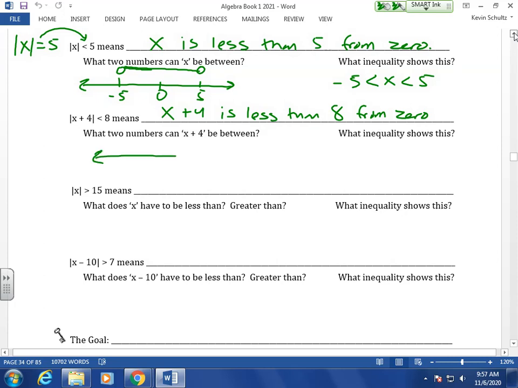-8 and +8. Okay? So here's 0. If x plus 4 is less than 8 from 0, that means it's between -8 and +8. Notice, again, it's an and statement. Okay, less than symbol, and statement. And the inequality we can write from this to show that x plus 4 is between -8 and 8 is -8 is less than x plus 4 is less than 8. Okay?